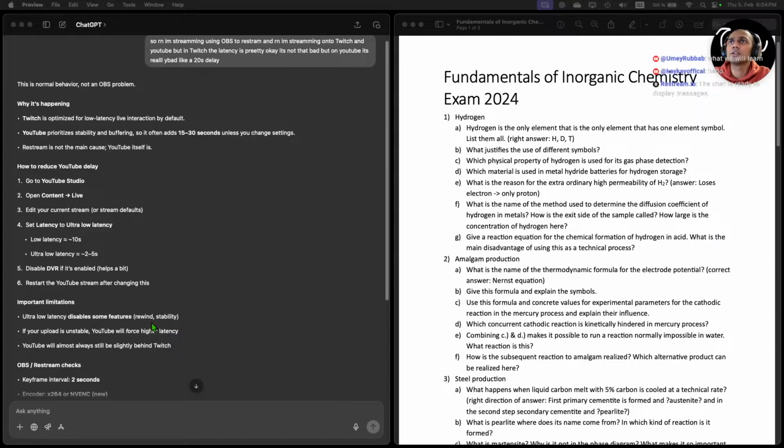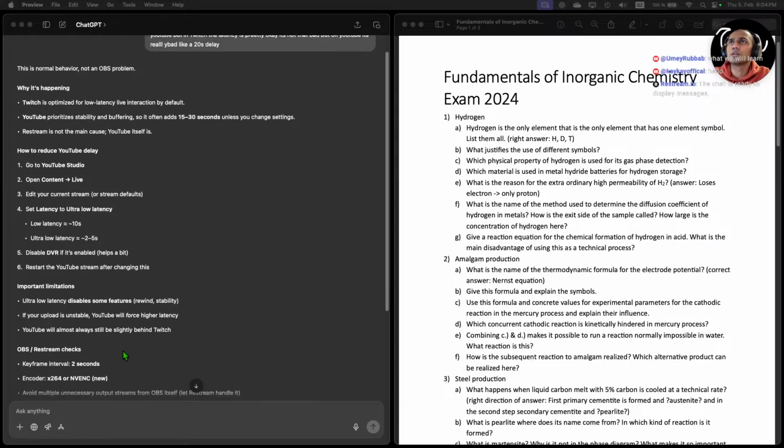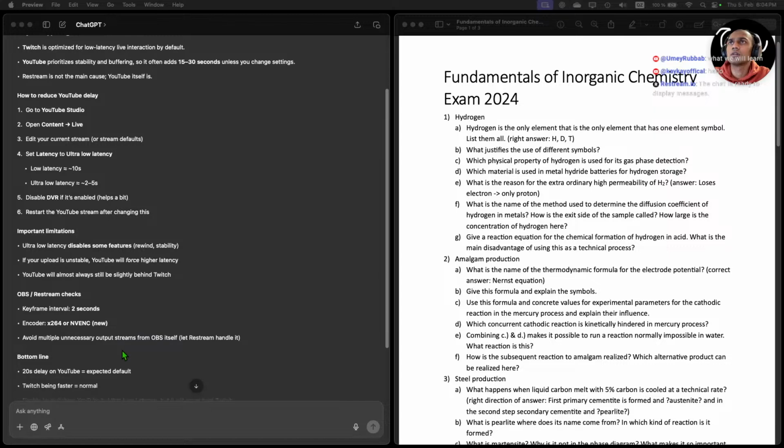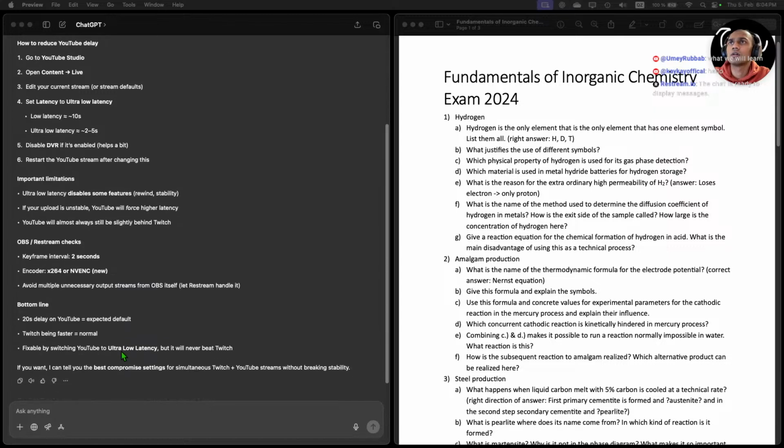Rewind stability. If your upload is unstable, YouTube will force higher latency. YouTube will always. I don't care, but still. But it will never be Twitch. It's okay. But how do I?